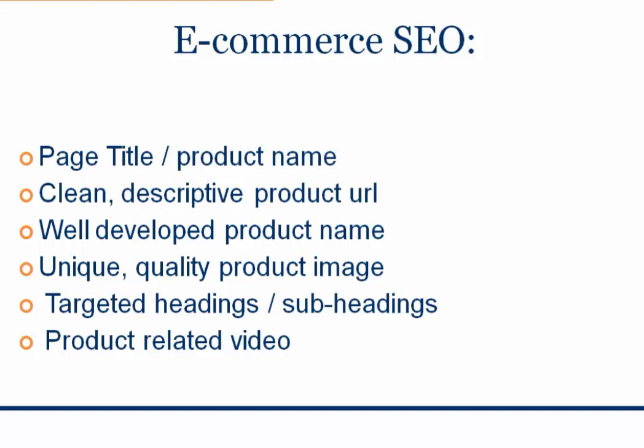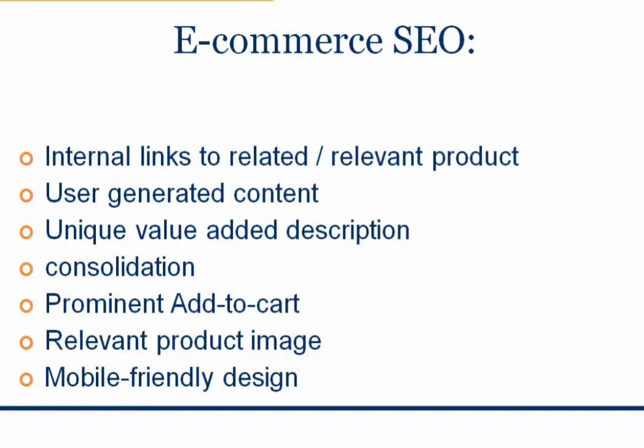There should also be a proper heading and subheading so that one could take proper buying decision, and your product is listed properly on the search engine. There should be internal links related to that product or the product which is relevant to that product described category. There should be user generated content. The user generated content here would be feedback, review, ratings. That also plays an important role.